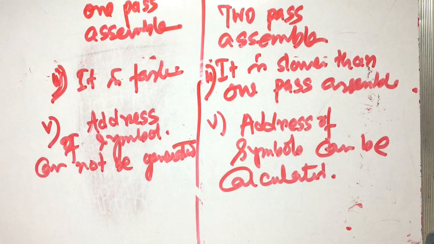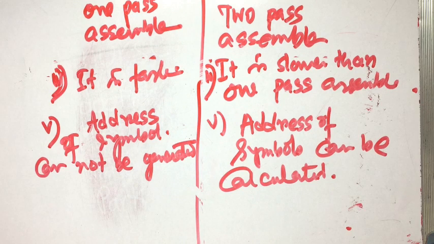Now I am repeating the differences. In one pass, we scan the entire source file once. In two pass, we require two phases. During pass 1 we handle label definitions and introduce the symbol table. Pass 2 generates the machine code. That is the analysis phase and synthesis phase.